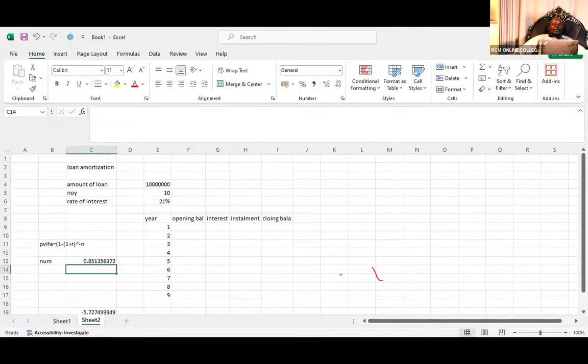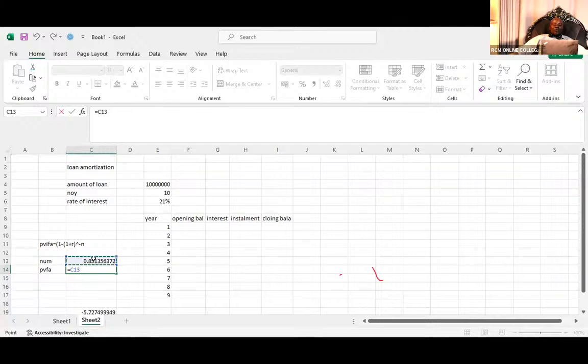Say enter. And then now you should be able to come very well and write the PVFA. Not the formula, but just write there PVFA. So PVFA now will be the numerator you have gotten. Start with equals always, in any cell, whenever you have numbers. So say equals, that numerator divided by R.